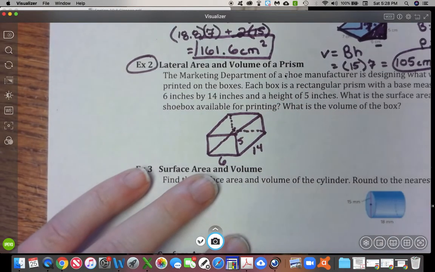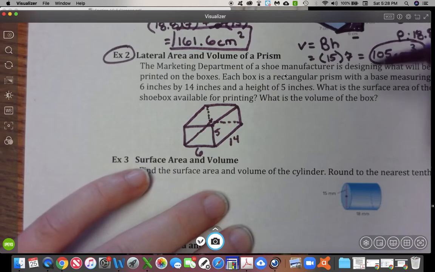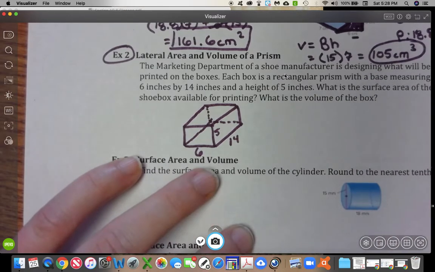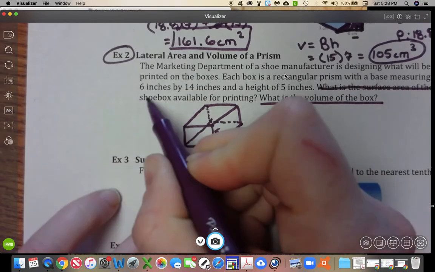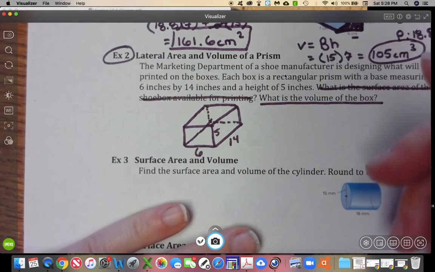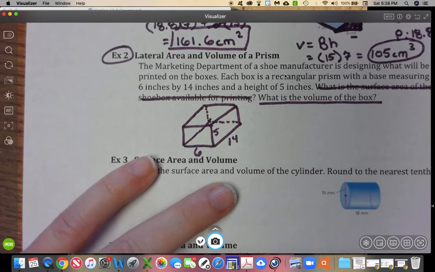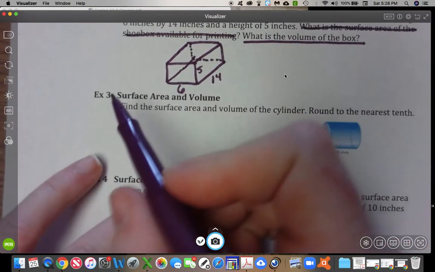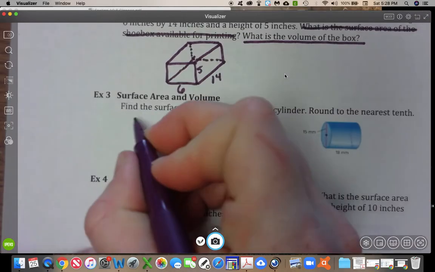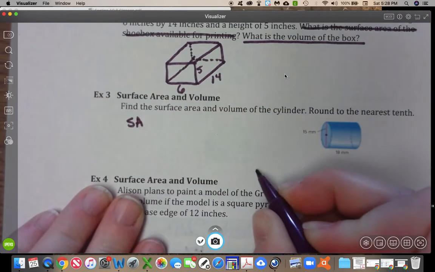Right? Okay. So what I'm going to have you do is find the volume of the box. Don't worry about finding the surface area. That's what you're going to do in the question. So use the formula and do the best you can to find the volume of that.